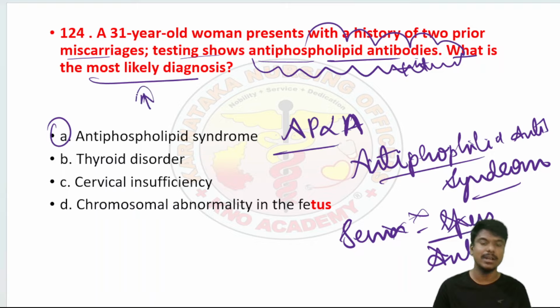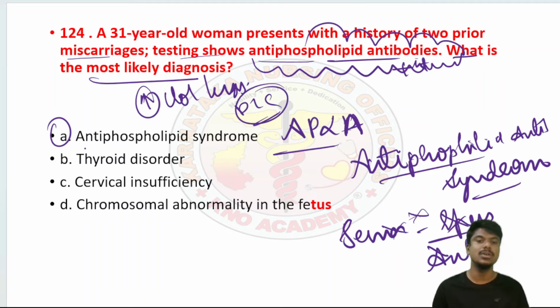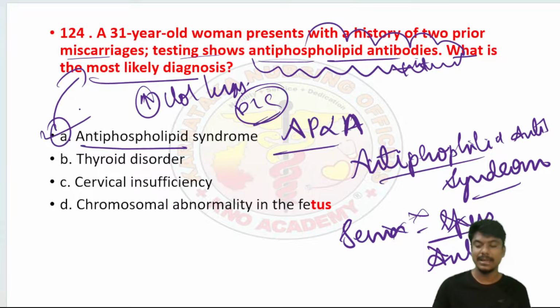There will be increased clotting, and simultaneously bleeding will be there. DIC, disseminated intravascular coagulation, will be there. So there will be a chance of miscarriage in APLA syndrome. So option A, APLA, is the right answer.